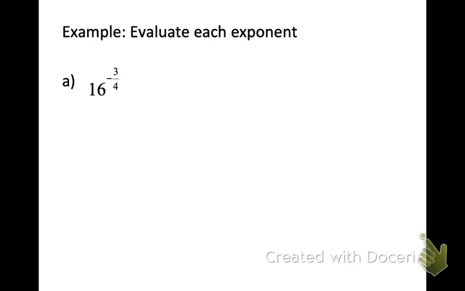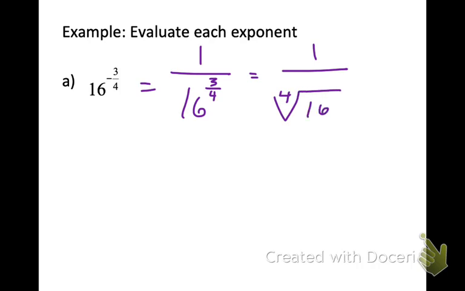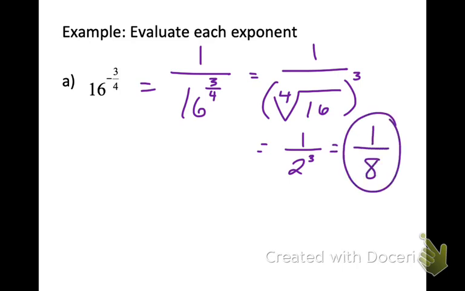So if we had 16 to the negative 3/4, we would do 1 over 16 to the positive 3/4. Is it going to be a 4th root or a 3rd root for my index? 4th root. So 1 over the 4th root of 16, and then I'm going to take that to the 3rd power. The 4th root of 16 is 2. So I have 1 over 2, and now I have to cube 2, which is 2 times 2 is 4, times 2 is 8. So 1 over 8.